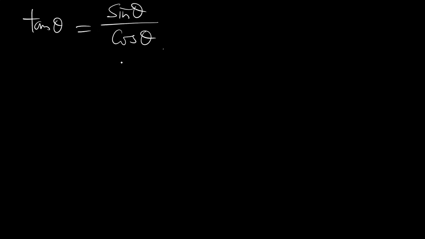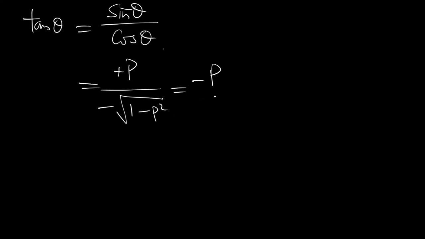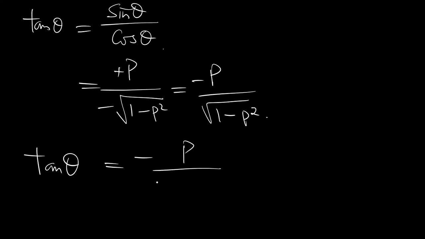Now, let's look for tan theta. We know that tan theta is equal to sine theta all over cos theta. This is one of the trigonometric identities. Sine theta is equal to P and is positive, while cos theta is negative, which is minus the square root of 1 minus P square. So this gives us minus P all over the square root of 1 minus P square. This is the value of tan theta.